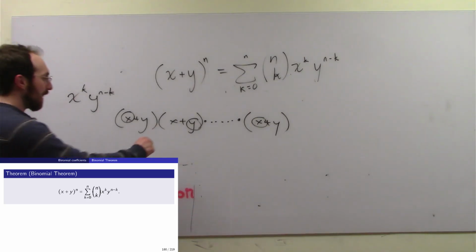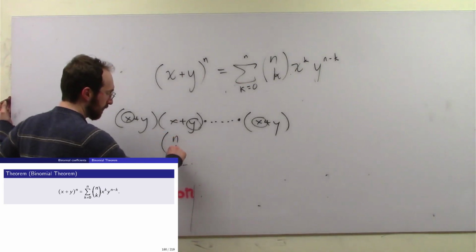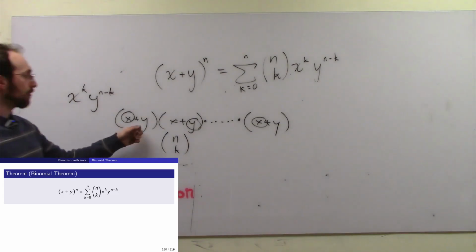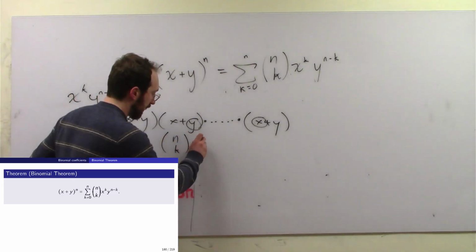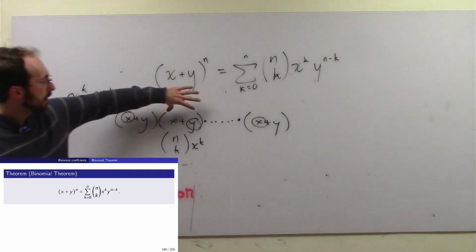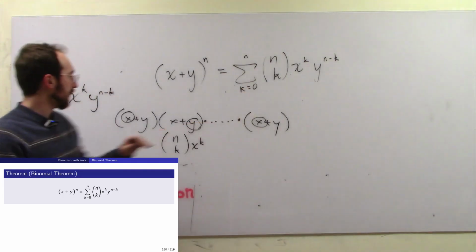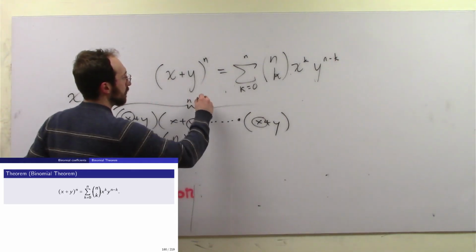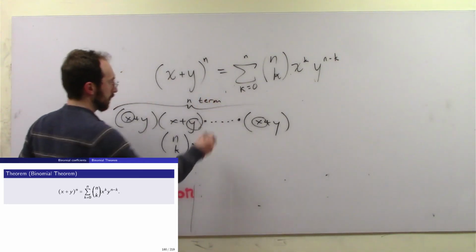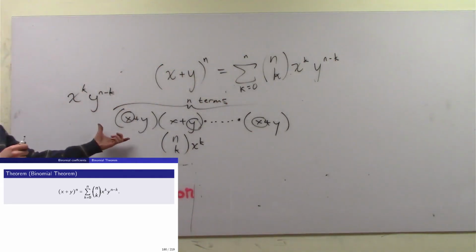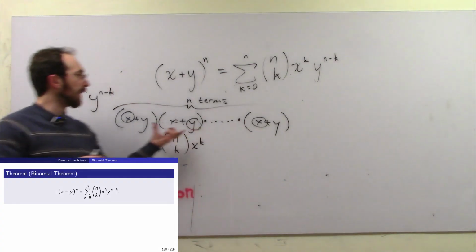But we have n choose k ways to choose k x's. I could have chosen it from here, any k, I guess I can say this is n terms. And then I could have chosen from any of these k.